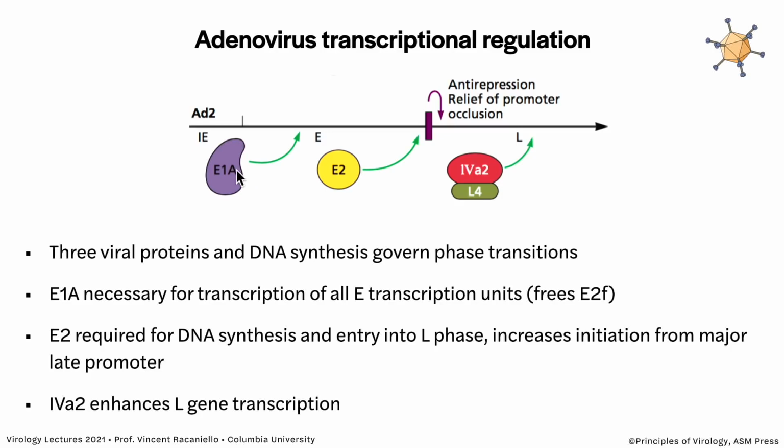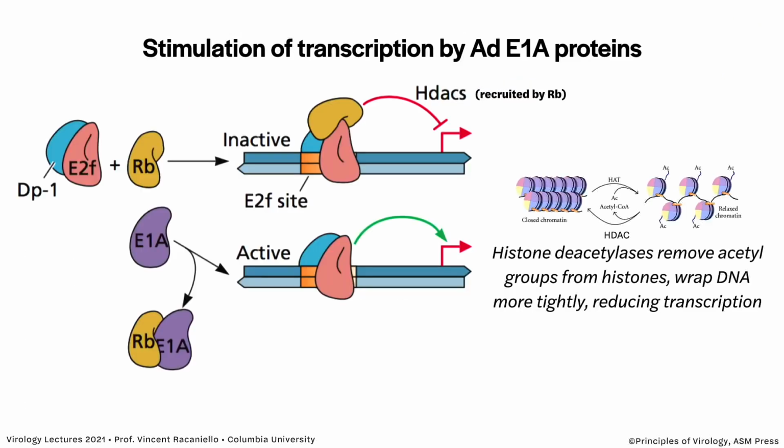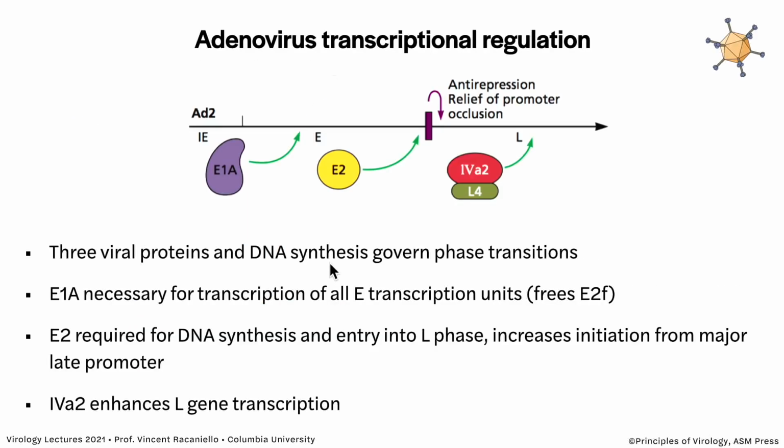It has immediate early. It's a more complex genome, needs a little more regulation. We have this immediate early protein E1A being critical for getting started. So let's take a look at E1A. This is brilliant, and it's going to haunt us later on when we talk about how viruses cause cancer. So I think I showed you here. E1A is necessary for transcription of the early genes because it frees E2F.